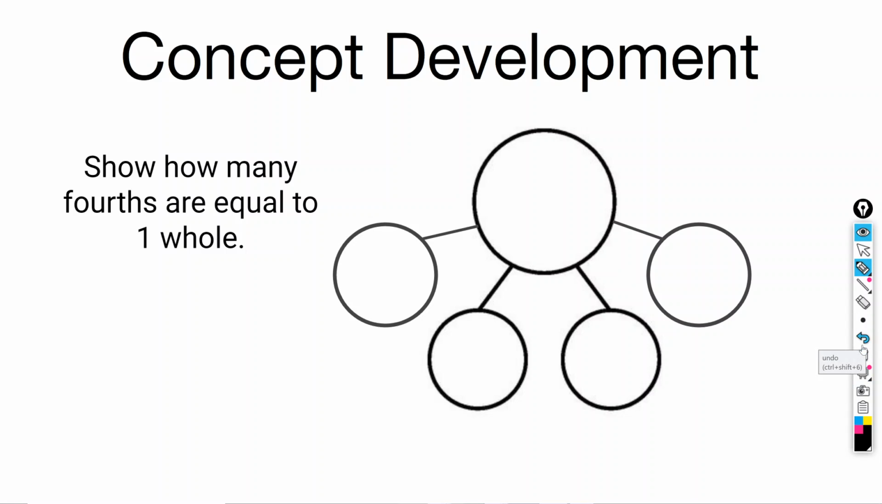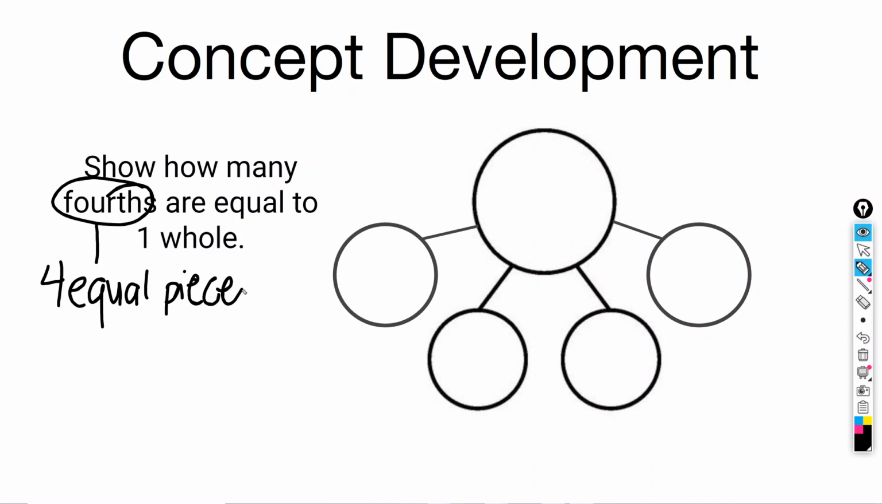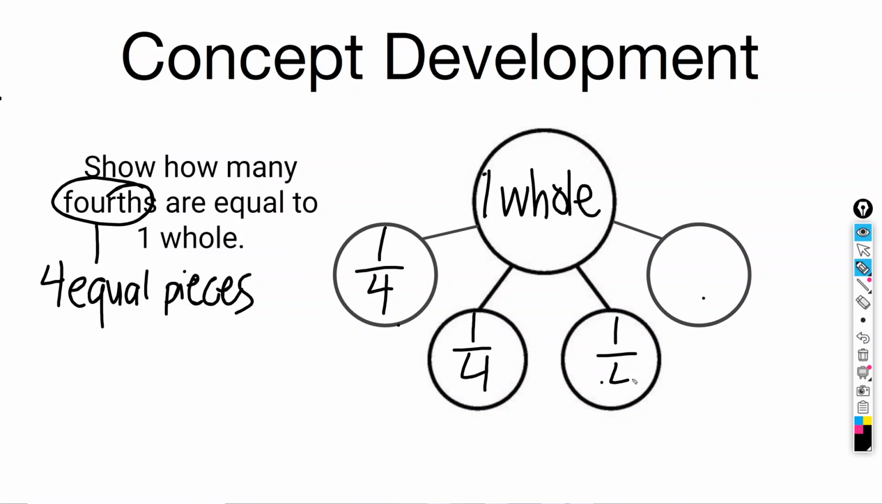Okay, let's take a look. Now it's saying, show how many fourths are equal to one whole. Well, we know fourths is really 4 equal pieces. And we can see that in our number bond over here because there's 1, 2, 3, 4 equal pieces. We know in this top one, we're going to put 1 or one whole. And now we're going to split that up. Each of these circles is one piece out of 4 equal pieces. So each of the circles will have 1/4.